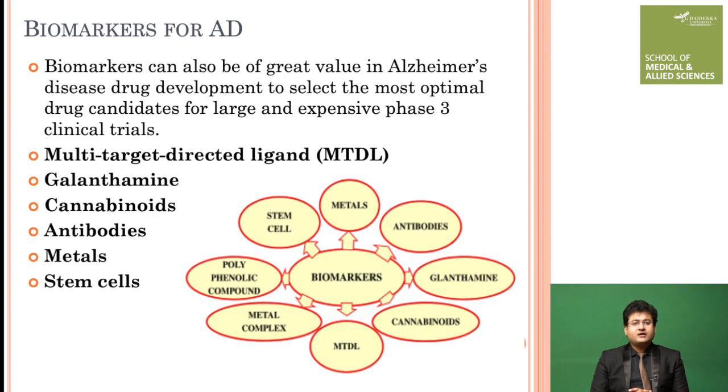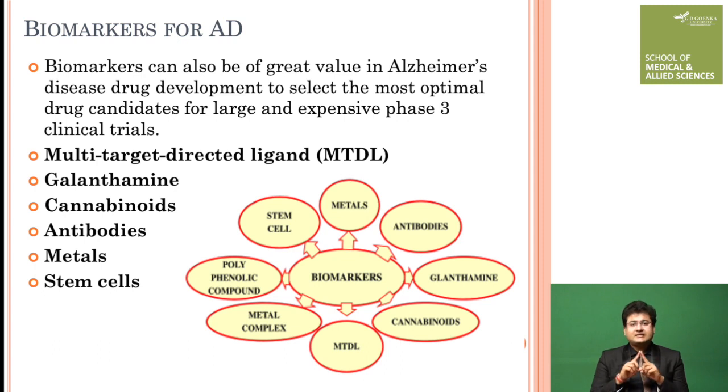If I am talking about biomarkers, biomarkers can also be of great value in Alzheimer's disease drug development, to select the most optimal drug candidates for large and expensive phase 3 clinical trials. Biomarkers will also be important to provide evidence that a drug affects the underlying pathophysiology of the disease, which, together with a beneficial effect on the clinical course, will be essential for labeling the drug as having a disease modifying effect.